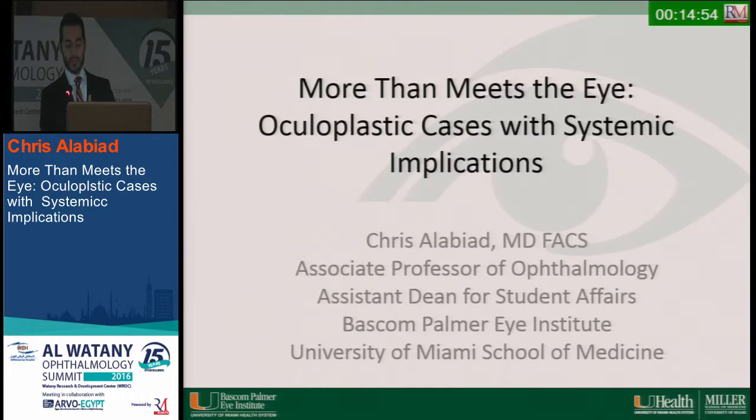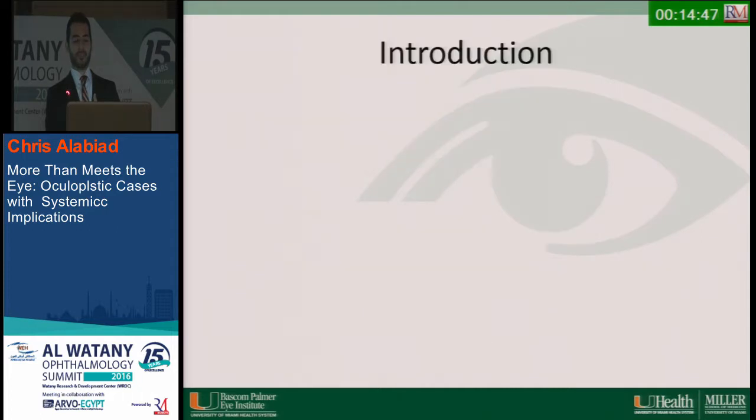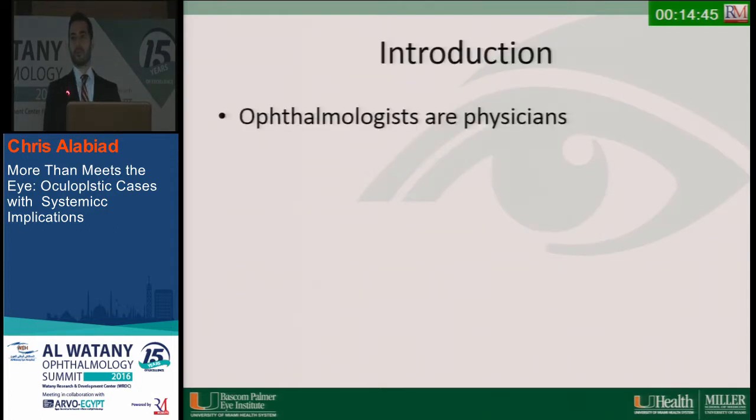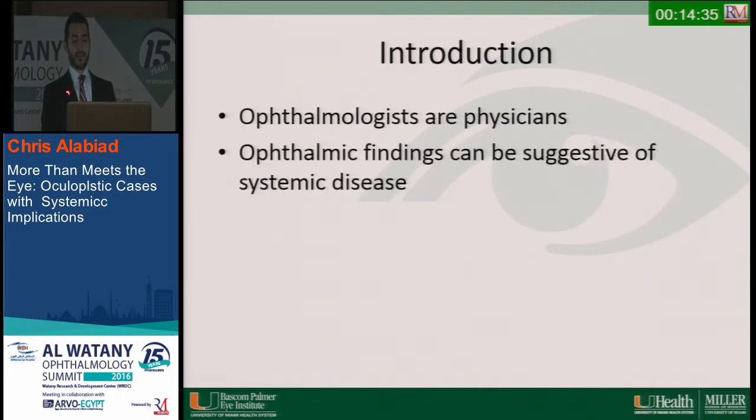It's quite an honor to be here and speak with you today about some oculoplastic cases that have some systemic implications. One of the most important things that I want to remind the audience is that although we are ophthalmologists, we are also physicians, which means that we actually have to take care of the entire patient, not just the eye. There are many ophthalmic findings that can be suggestive of systemic disease, and I'm going to present some of them to you today.